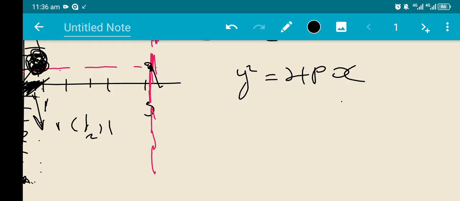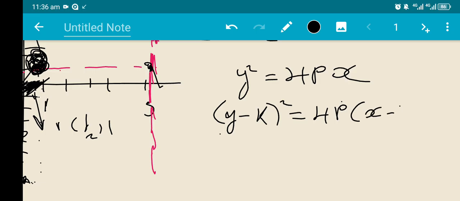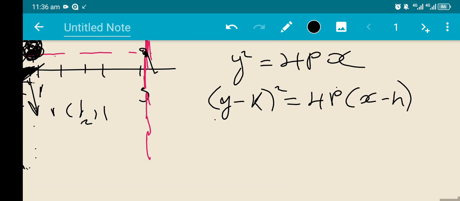But this is a shifted conic section. So this is y minus k squared should be equal to 4p times x minus h. So this is it. Now let's substitute what we have.